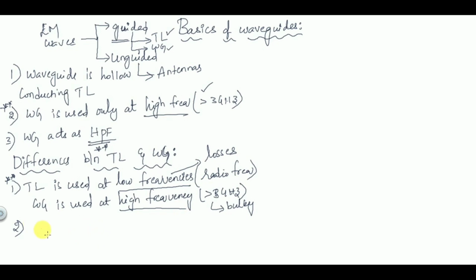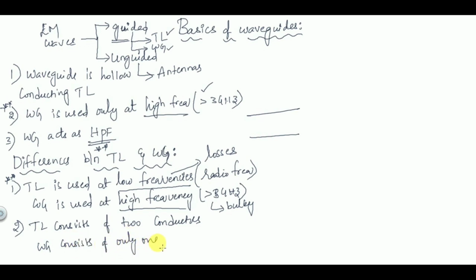And the second difference is that a transmission line consists of two conductors. So that is why two conductors are there in between. We will draw the equivalent circuit and do the analysis. But a waveguide consists of only one conductor.